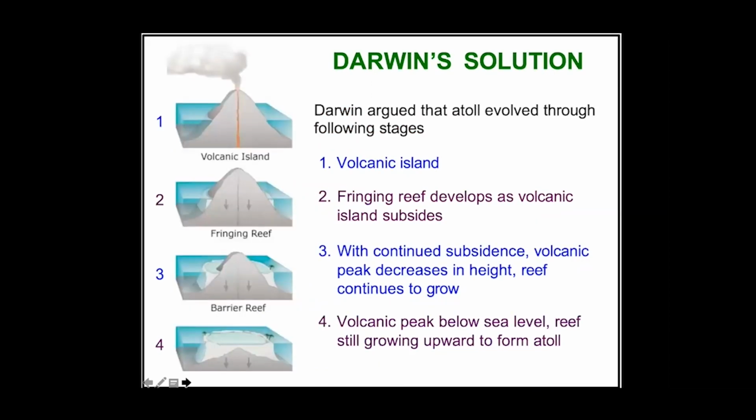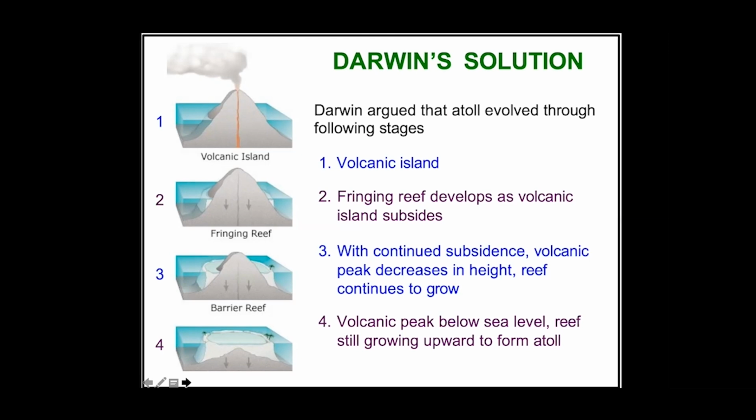So Darwin argued that the atoll evolved through a series of stages. Stage one was a volcanic island with an eruption. Volcanism stopped. When it stopped, during stage two, that volcanic island started to sink. And as it sank, shown in the white, grayish areas around the margin, a reef, a fringing reef, started to grow and develop.